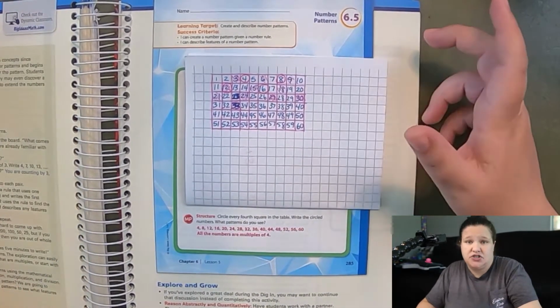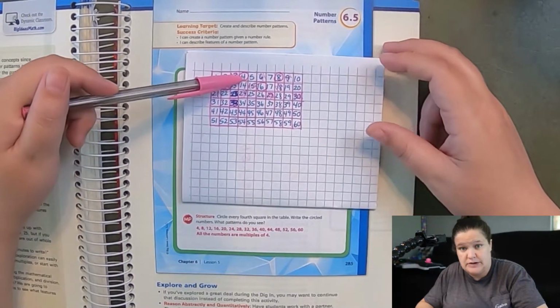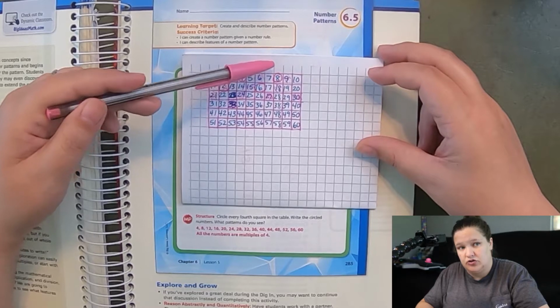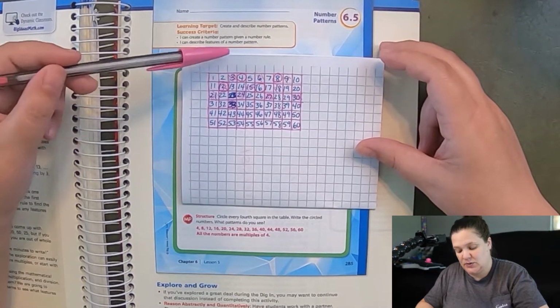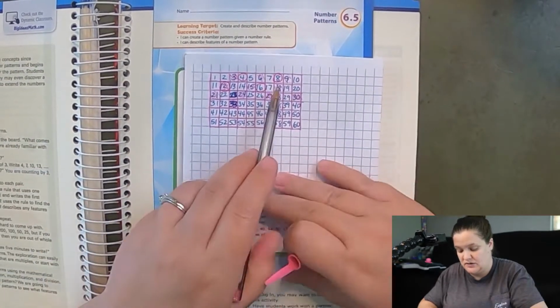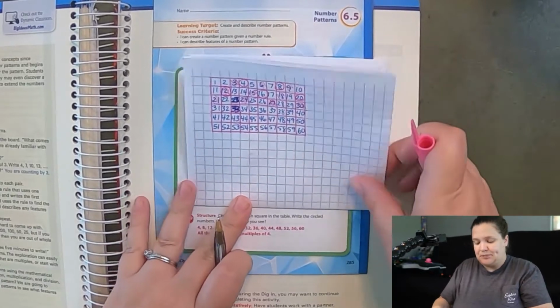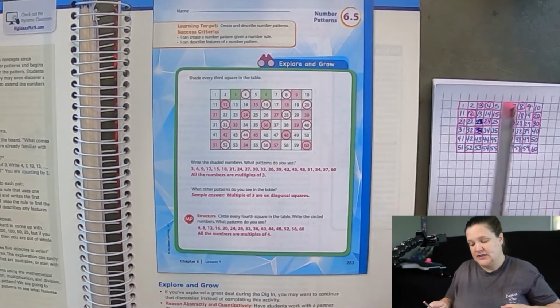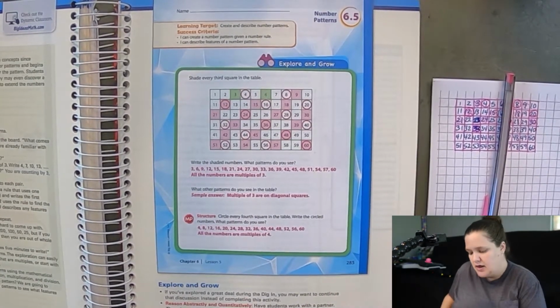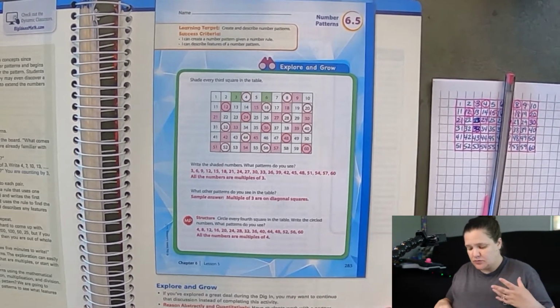And then the pattern that you notice is that they are all multiples of 4. 1 times 4 is 4. 2 times 4 is 8. 3 times 4 is 12. 4 times 4 is 16. 5 times 4 is 20, which happens to be the next one that you would circle. Great. So that is just very quickly your Explore and Grow on that first page.